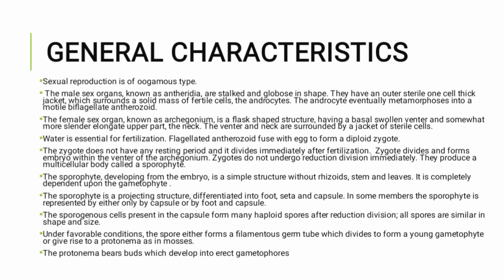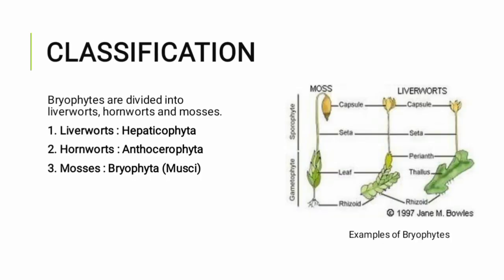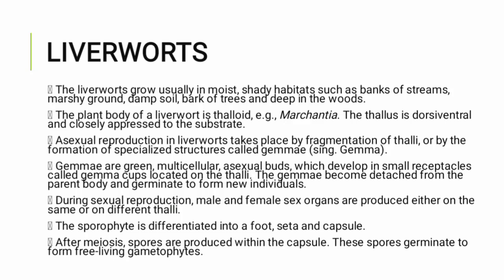Some structures form the protonema that will finally give birth to the gametophytes. So, bryophytes are classified into the liverworts. Their common name is the liverwort, but their scientific name is Hepaticophyta. The same with the hornworts, Anthocerophyta, and the mosses, the Bryophyta. The liverworts usually grow in moist, shady habitats such as banks of streams, marshy ground, damp soil, bark of trees, and deep in the wood.